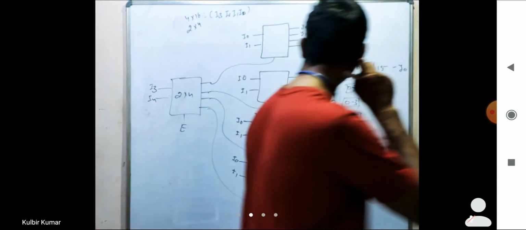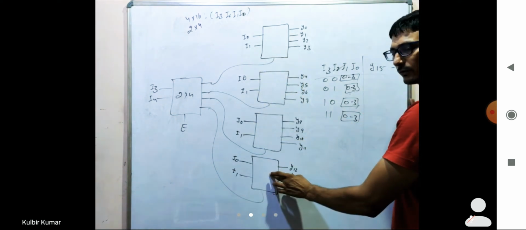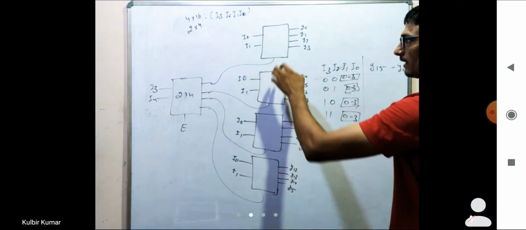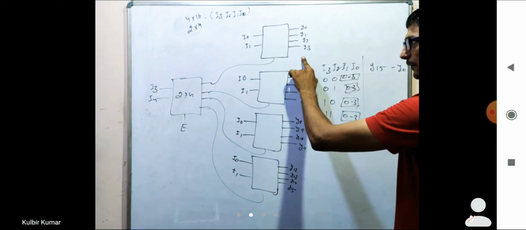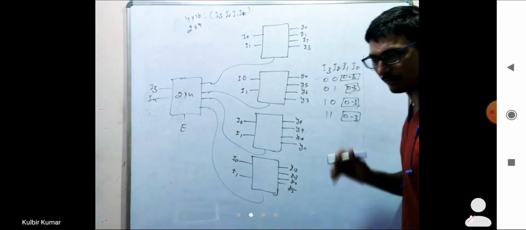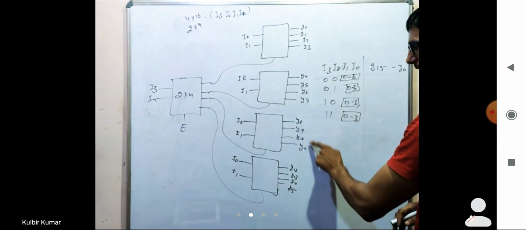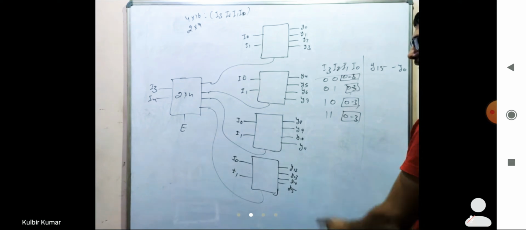Okay, let us see. I'm going to repeat this diagram first of all. So there are 4 2 cross 4 decoders. So 2 inputs and a total of 4 outputs each. It is Y0 and Y1, Y0 Y1, Y0 Y1 and Y0 Y1. So the outputs are Y0 to Y3, Y4 to Y7, Y8 to Y11 and Y12 to Y15.